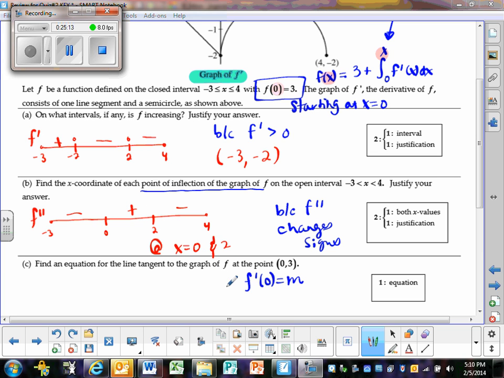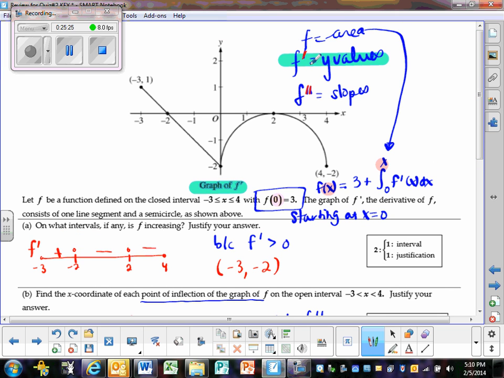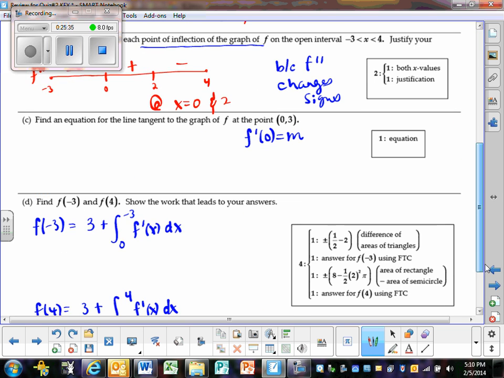Okay, for the next part, we're actually looking for the equation of the tangent line of f. So we need f prime at 0. So remember, as we go back up, f prime is the y values of this graph. So f prime at 0, the y values at 0 are negative 2. So f prime of 0 equals negative 2. So using the point and the slope, y minus 3 equals negative 2 times x minus 0.